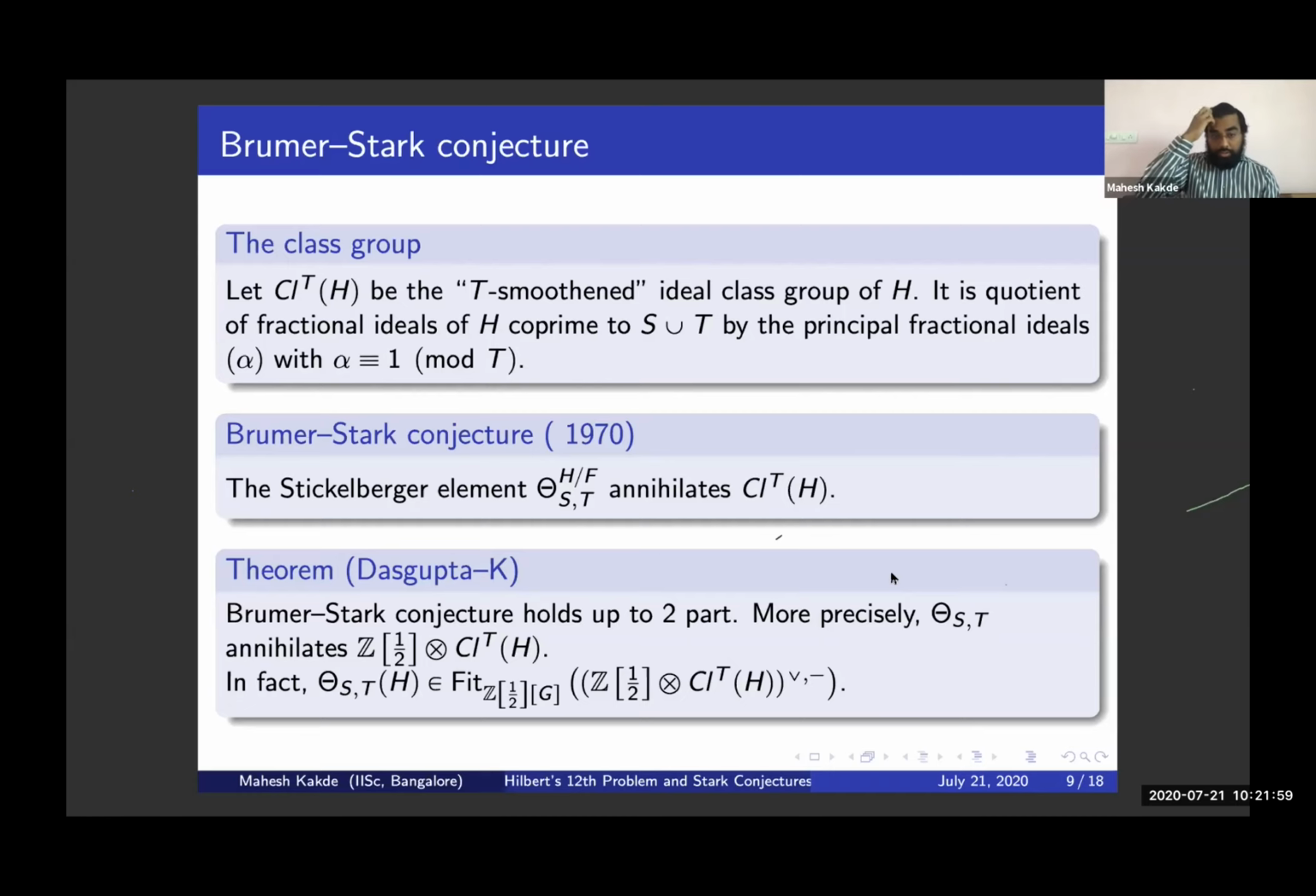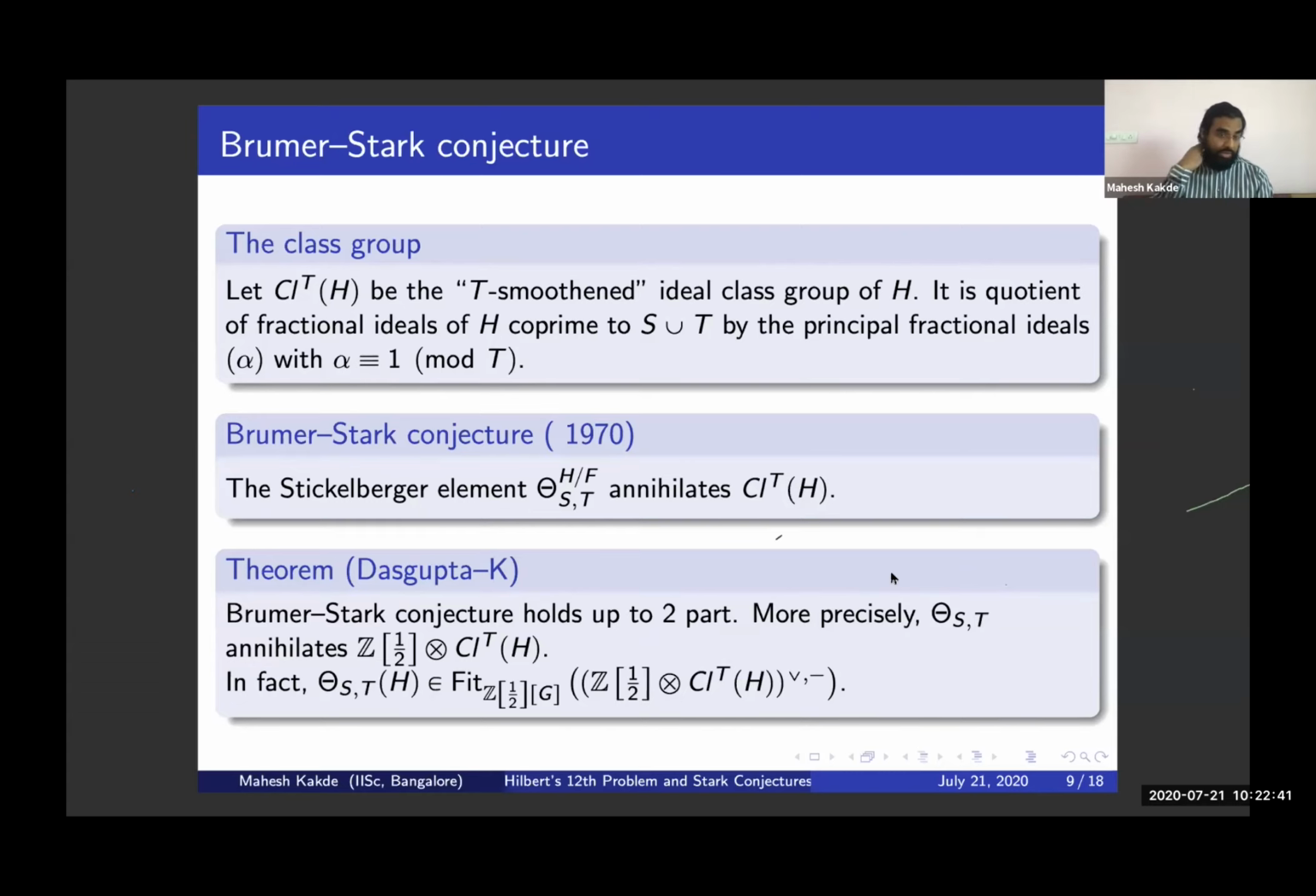So what do we know about this Brumer-Stark conjecture? It was more or less completely open until recently. There were some cases known: Wiles had this ingenious horizontal Iwasawa theory argument, which leads to a proof of the Brumer-Stark conjecture for so-called nice extensions, but that's quite restrictive. So the main theorem of today, but I'll not talk about its proof except very briefly at the end, is that the Brumer-Stark conjecture holds up to 2 part.